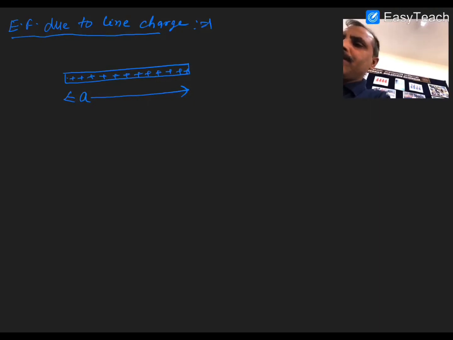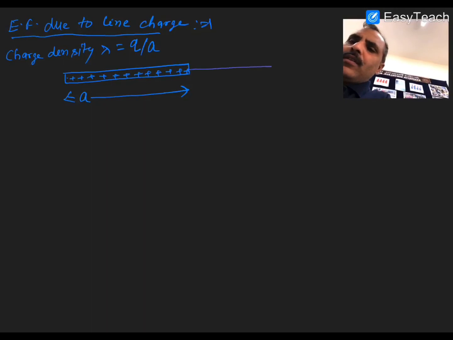Then the charge density lambda is equal to Q by A. We want to find the electric field at point P. This is point P, and the distance of point P from this rod is D. Then what will be the electric field at point P due to this line charge distributed uniformly on the rod, with charge density lambda equal to Q by A?